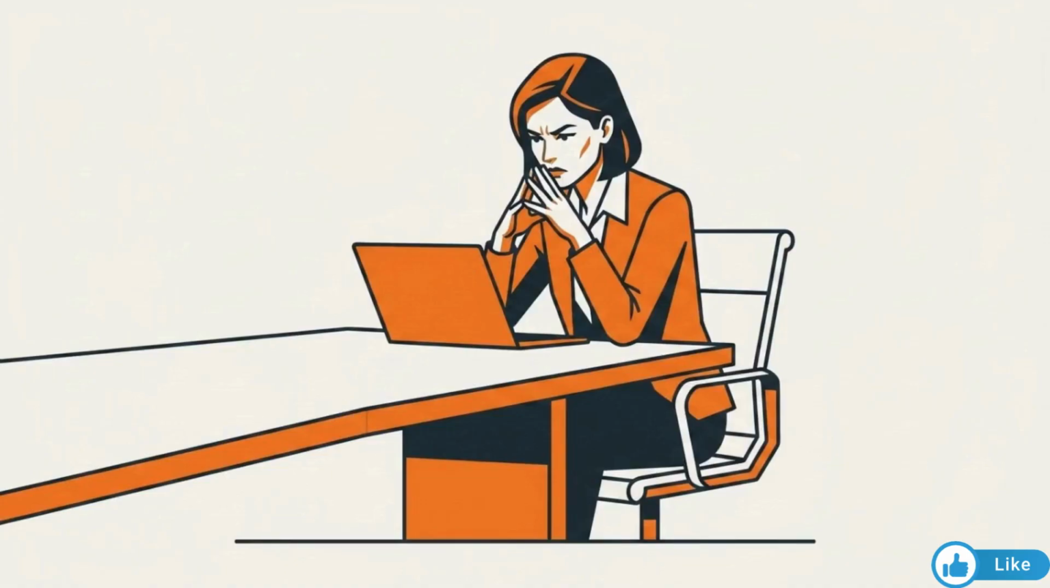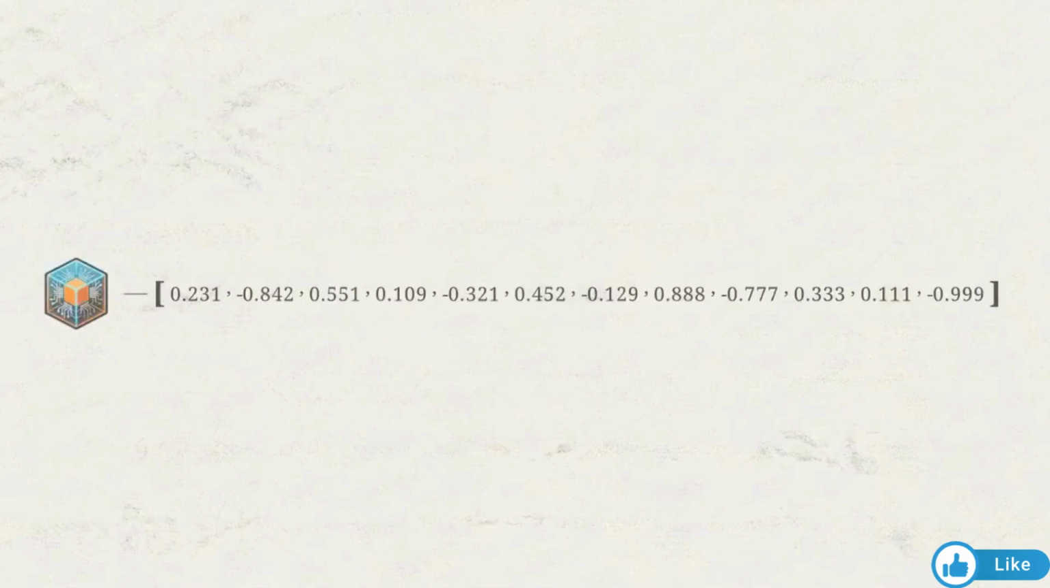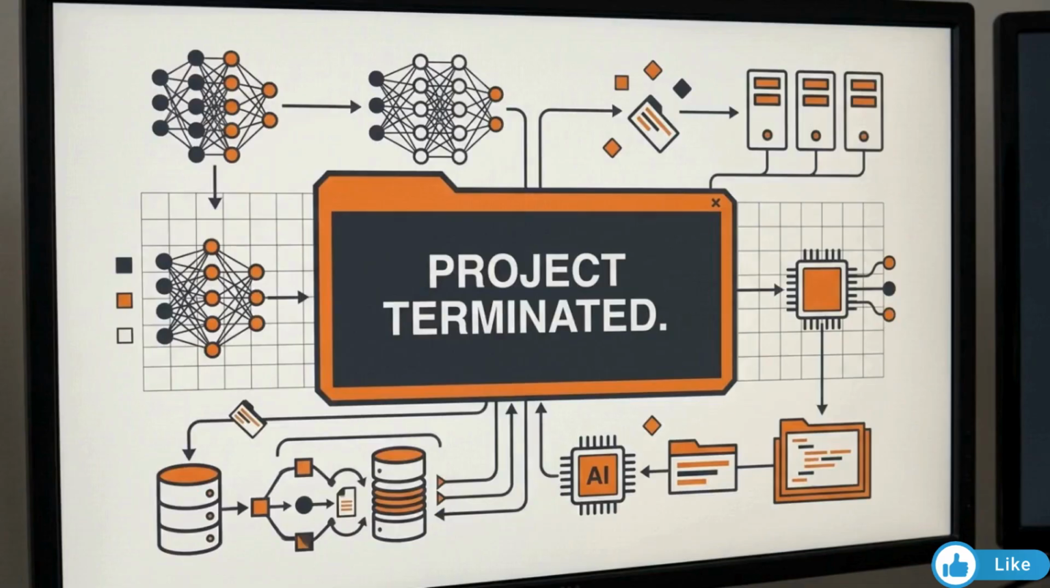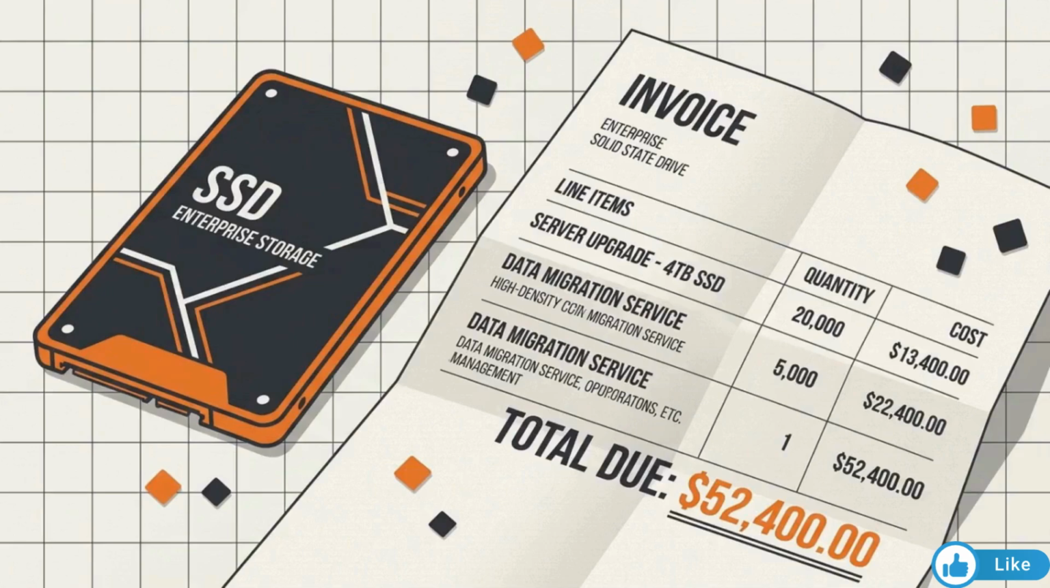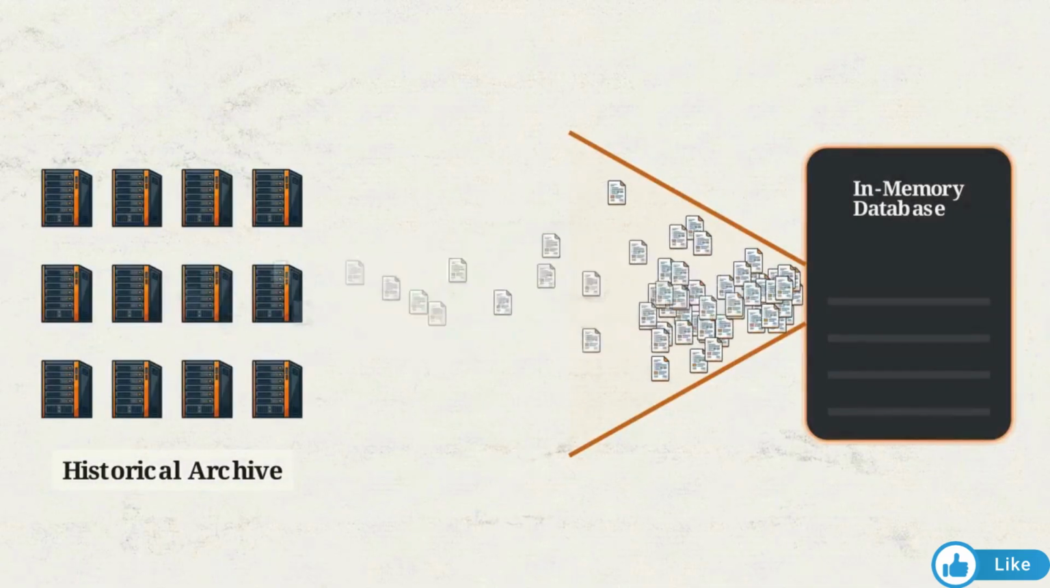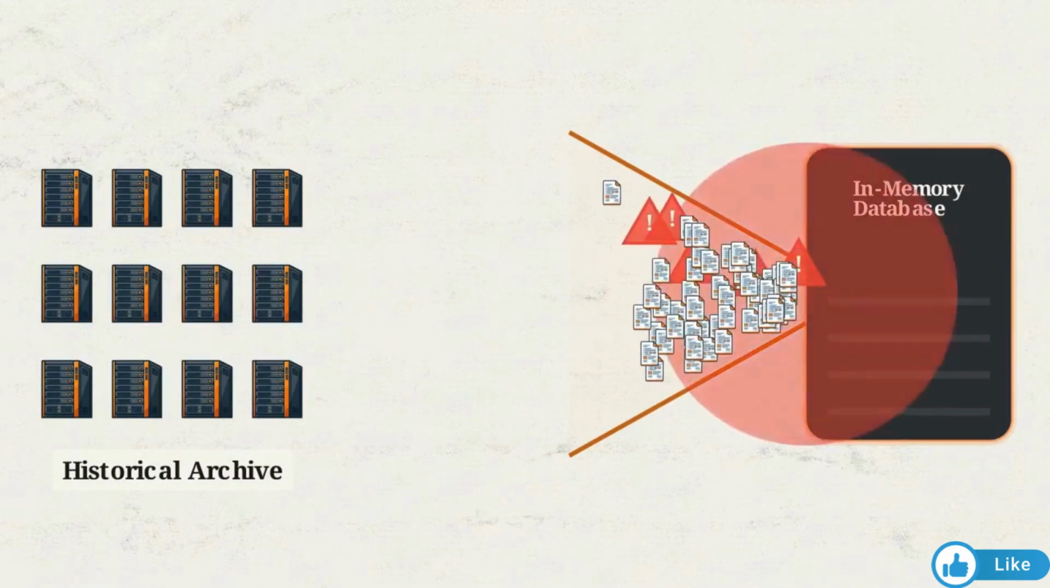Faced with these skyrocketing costs, organizations are forced into a difficult corner. They either have to drastically reduce the detail of their data or scrap their large-scale AI projects entirely. Paying premium prices for ultra-fast, millisecond retrieval on massive historical archives is simply a structural mismatch between the database architecture and the actual demands of the workload.